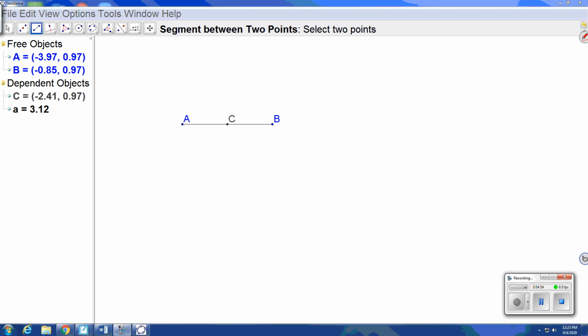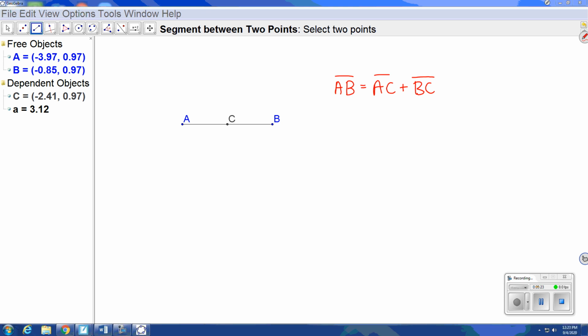Now, what if we come across a segment that has a point that is exactly halfway in between the endpoints, to the point where AC and BC are of equal length? So we could say something like AB is equal to AC plus BC by the segment addition postulate. And in this scenario, we would know that AC and BC are congruent.